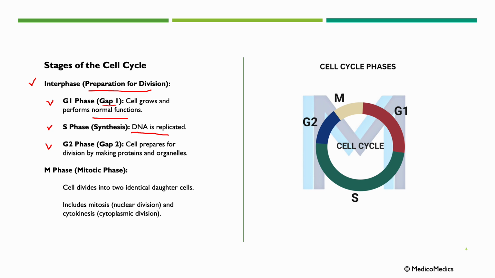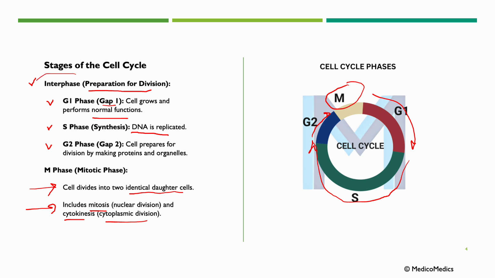So looking at the cell cycle illustration here, we have the G1 phase, then we have the synthesis phase, we have the G2 phase where it's preparing for division, and then we arrive at the M phase, also known as the mitotic phase. This is where the cell divides into two identical daughter cells. So it includes mitosis, nuclear division, and cytokinesis, cytoplasmic division. So think of the interphase as the cell getting ready for a big event, and the M phase as the main event, where it splits into two. Now let's take a closer look at the events of mitosis, the most dramatic part of the cycle.